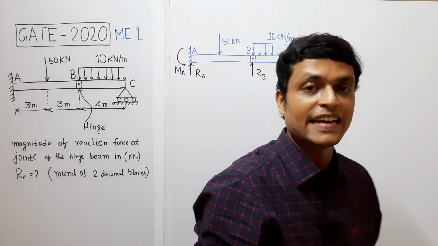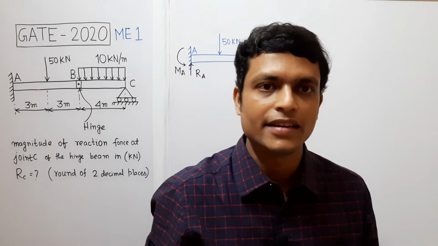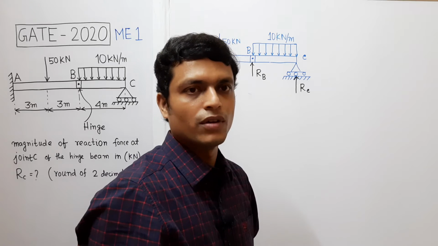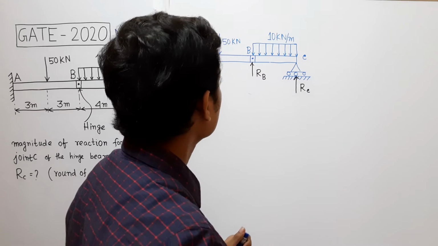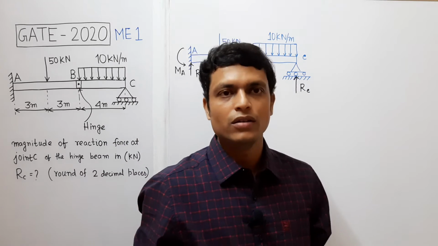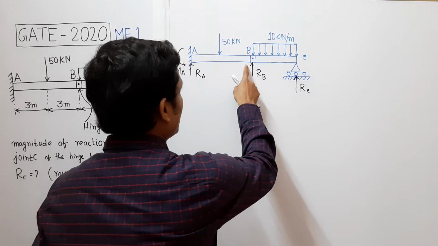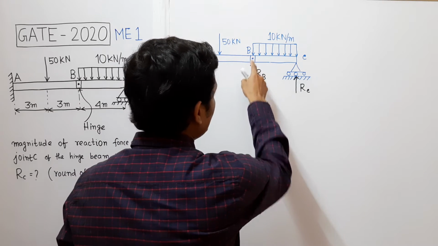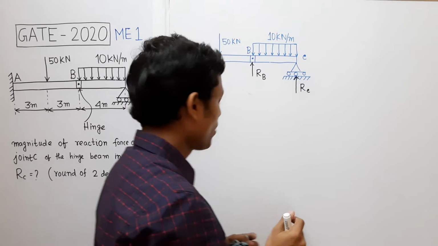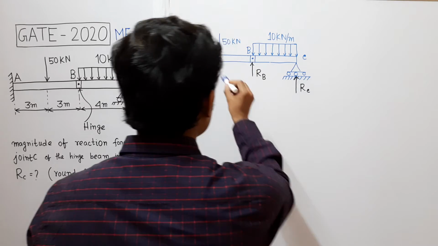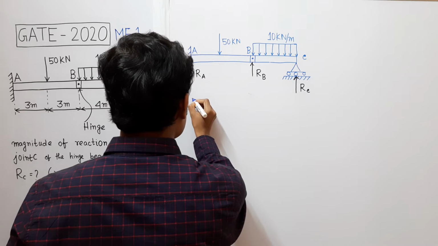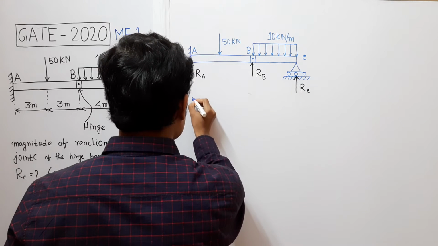So this is a statically indeterminate beam. That is, the reaction forces cannot be solved with the help of equations of statics. So what we will do? We will apply a boundary condition, and the boundary condition is that the internal moment at the hinge B is 0. To apply that, we have to separate the 2 beams, AB and BC, and we will draw their free body diagrams. So let us do that.